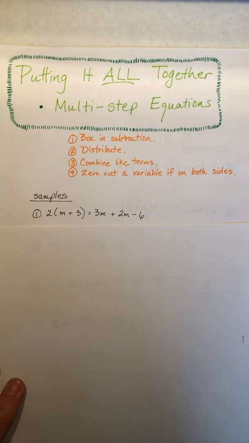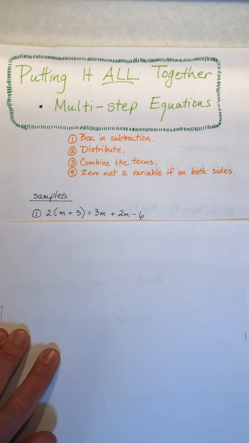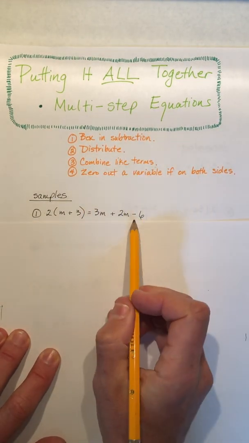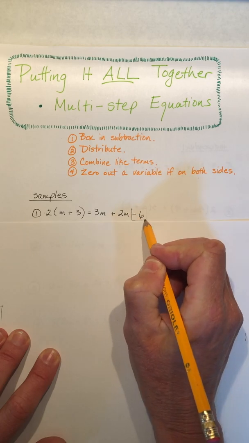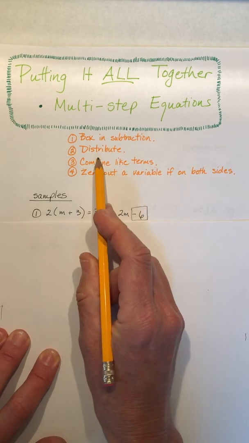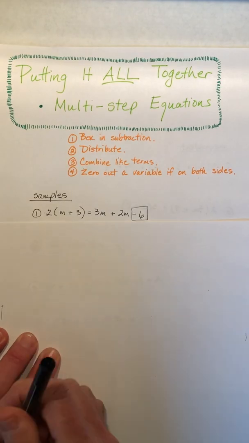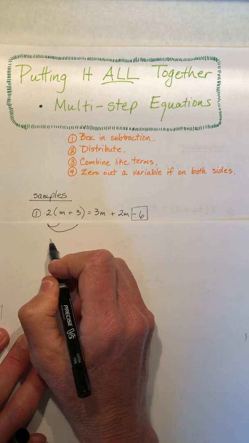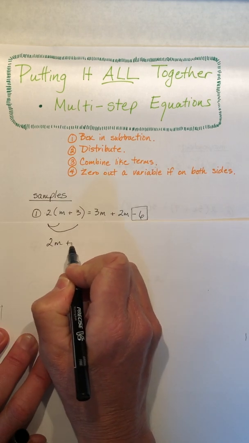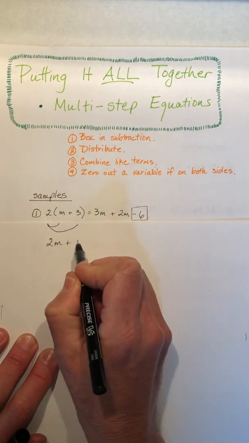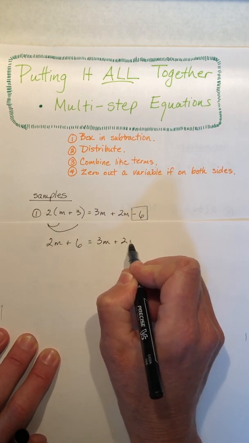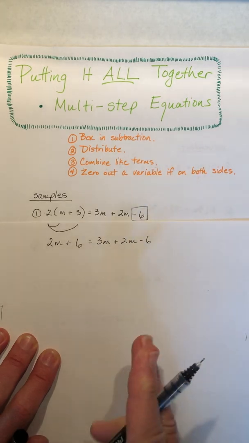So we are going to do some samples. Let's start out right here. So here's sample number 1, and of course you're doing this with me, you know that. So box in subtraction right there. Distributing, yes indeed. So 2 times m is 2m plus 2 times 3 is 6 equals 3m plus 2m minus 6.